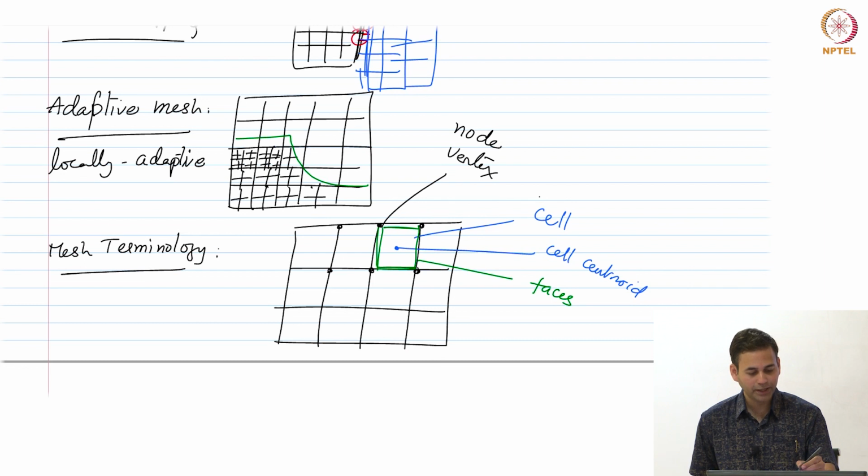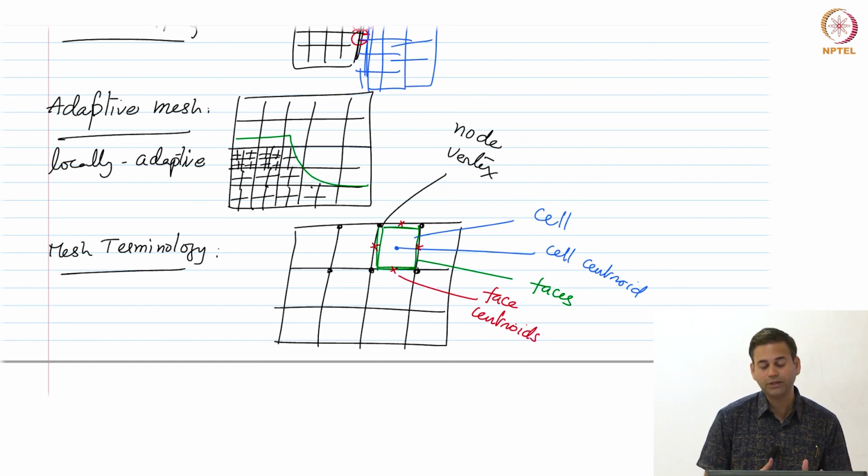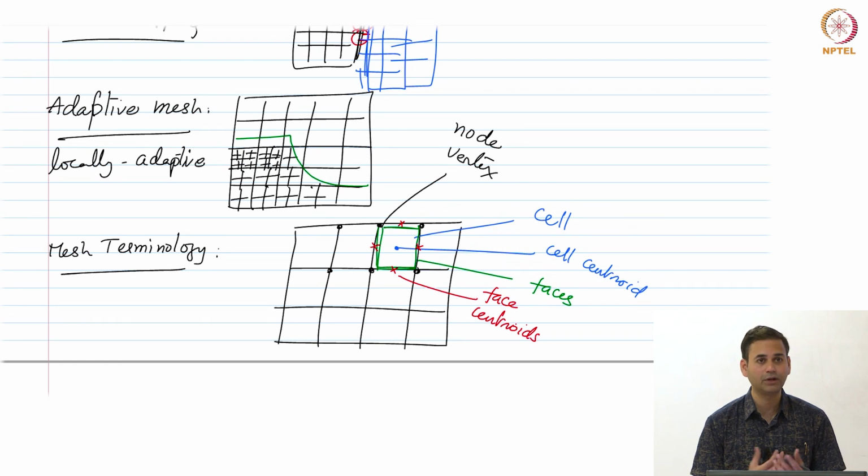Then we also have a centroid for the faces. Okay. So, these red cross marks are nothing but the face centroids. Now, of course, everything is drawn in 2D. If you go to 3D, you also have a face centroid and a cell centroid, and the cells and the faces. Okay. So, that is the terminology we will be using. Fine. Questions on this part?